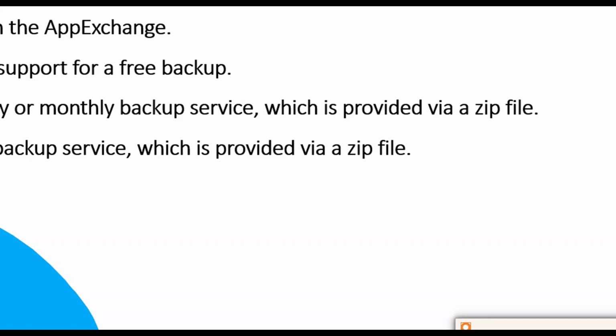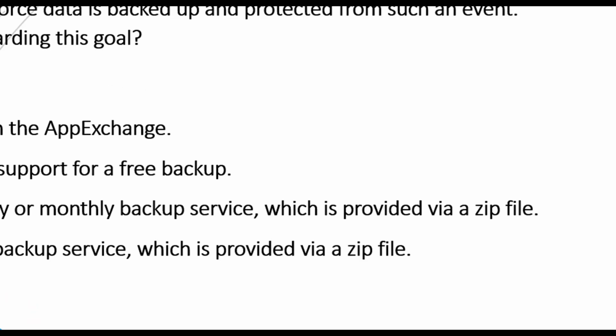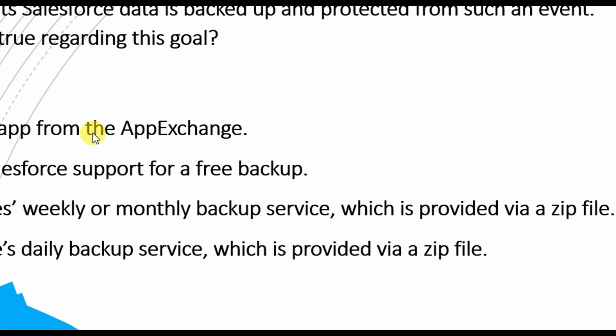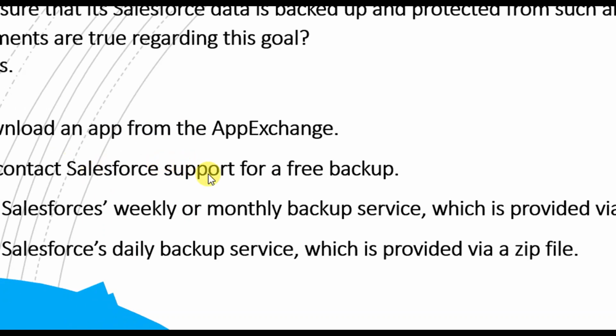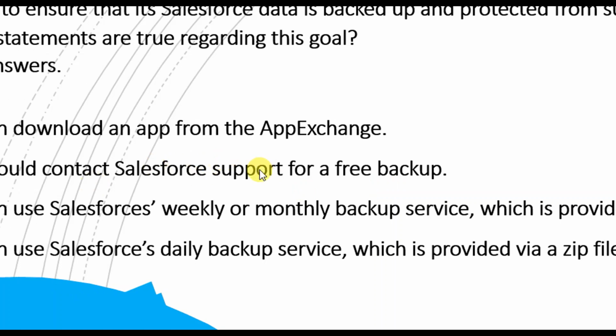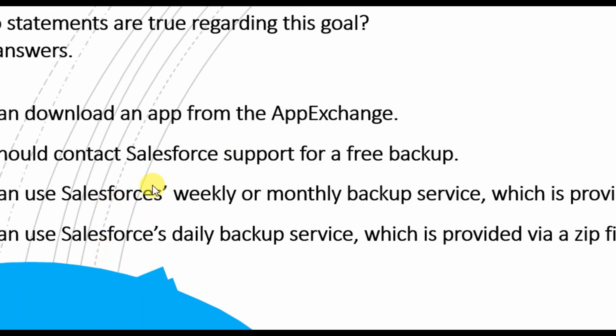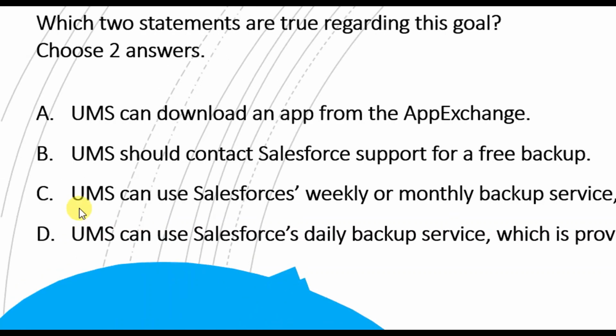Okay, we have to choose two answers, and the first one is A. UMS can download an app from the App Exchange. Yes, true, that is possible. And B. UMS should contact Salesforce support for a free backup. I don't think this would be right, because even if you contact them, they would say to use one of our Salesforce provided backup services, or you can find one of the apps from the App Exchange. So I would say B is not the right one.